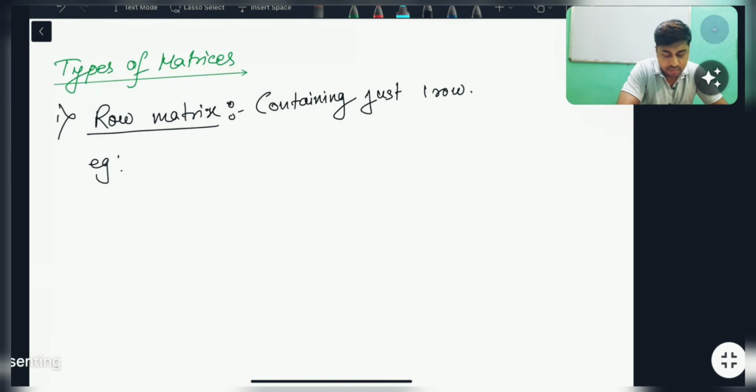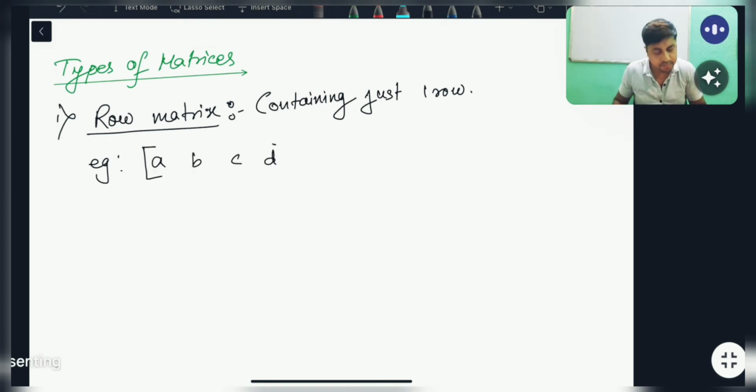take one of order 1 by 2, just two elements. So just one row, and columns can be any number. Just one horizontal arrangement should be there. Only one horizontal arrangement, and there will not be a second horizontal arrangement. Like A, B, C, D. That is called a row matrix.